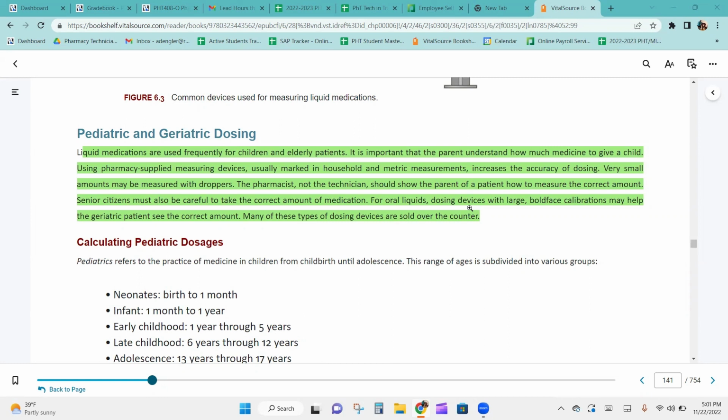Senior citizens must also be careful to take the correct amount of medication. For oral liquids, dosing devices with large boldface calibrations may help the geriatric patient see the medication correctly and give the correct amount. And many of these types of dosing devices are sold over the counter.